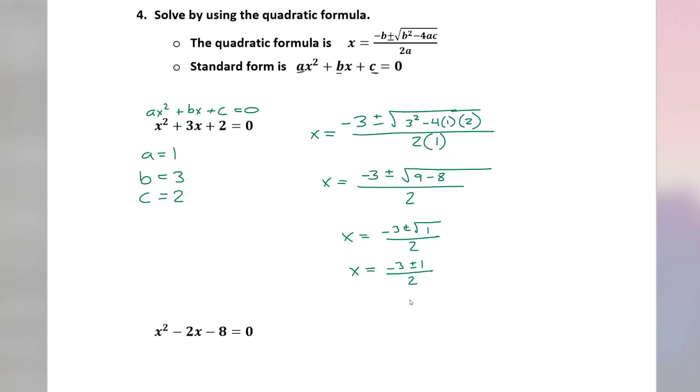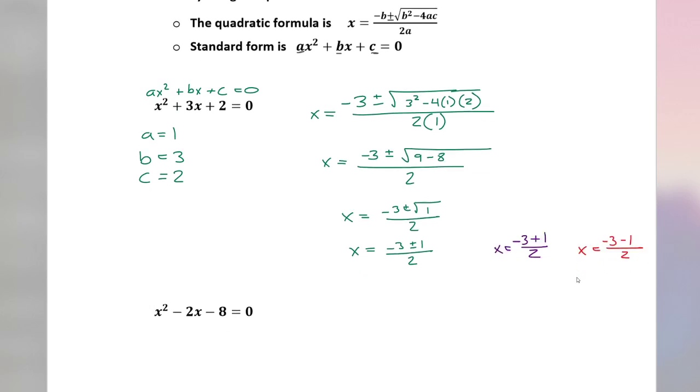We're going to solve for when our root is positive. So let's change this color. We're going to solve for when our root is positive, so we'll have x equals negative 3 plus 1 over 2. And then we're going to solve for our negative root, and that's going to be x equals negative 3 minus 1 over 2. So this is what happens when you simplify up to here. Now we need to solve for both roots. We break off.